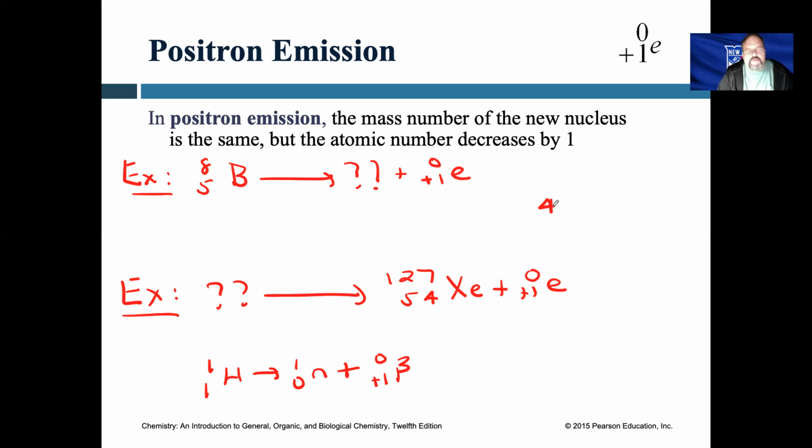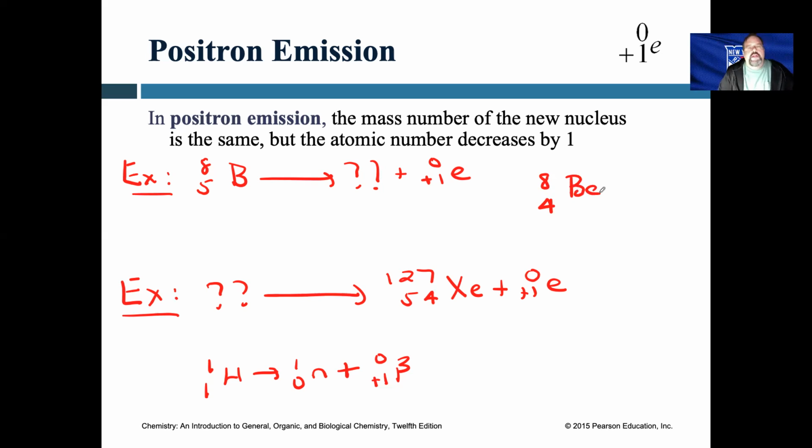Let's go to mass numbers. On the reactant side, we have a mass number of 8. On the product side, what plus 0 is going to give us 8? Of course, the answer is 8. And then using the atomic number to identify our mystery substance, it is beryllium, Be.